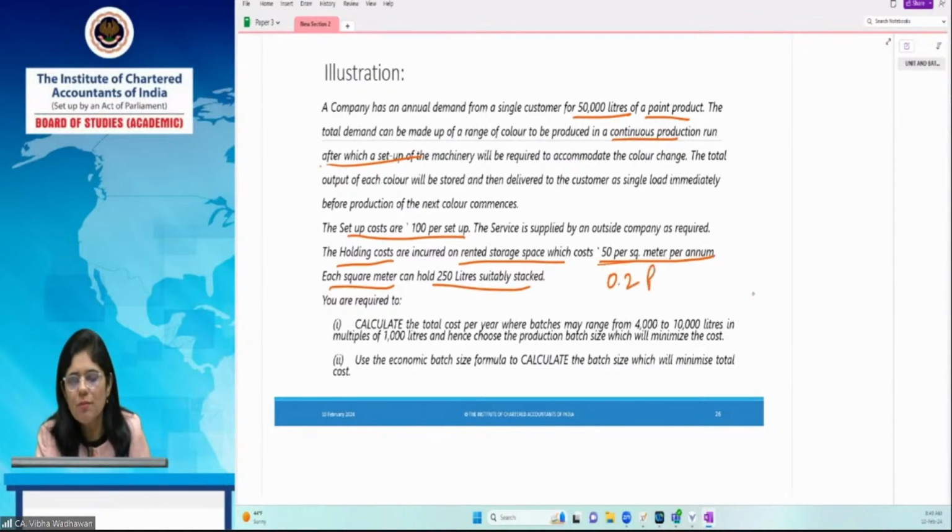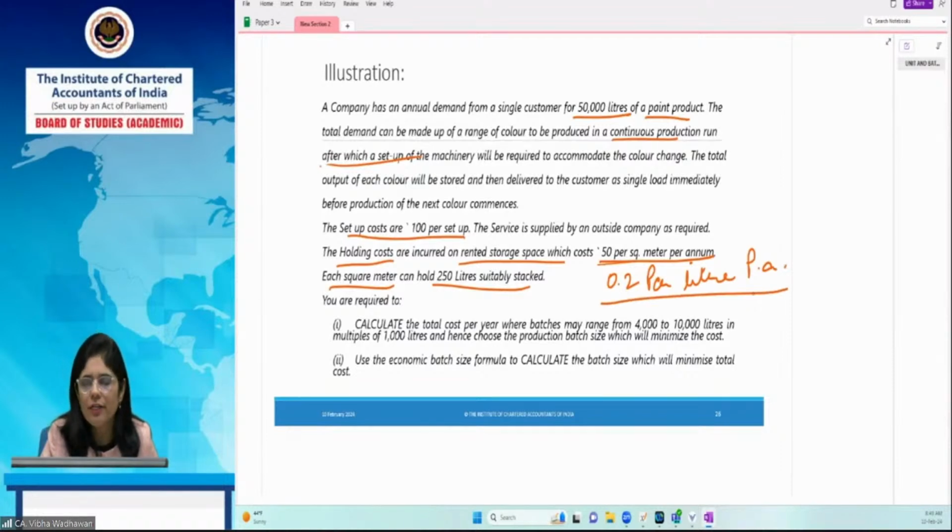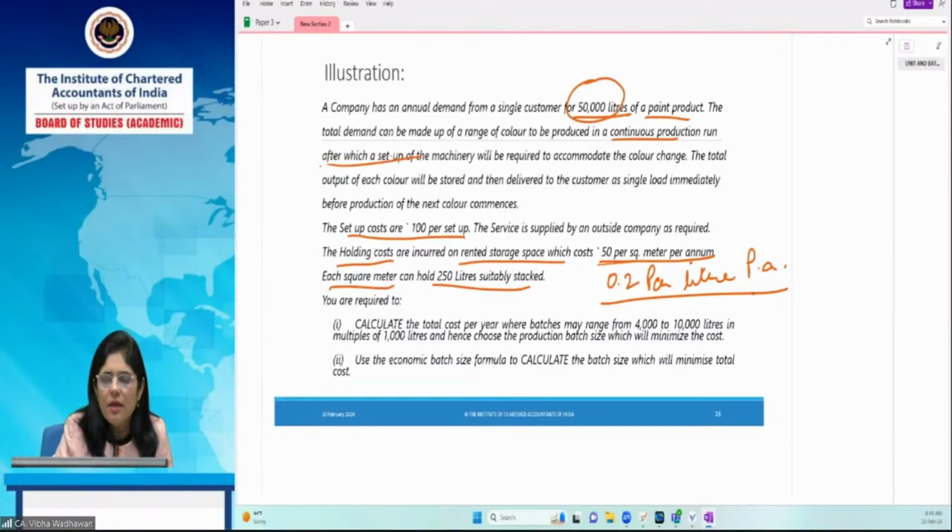0.2 per liter is the cost per annum. So carrying cost is 0.2 per liter per annum. That is the carrying cost. So we have the annual demand, we have the setup cost, and we have the carrying cost.